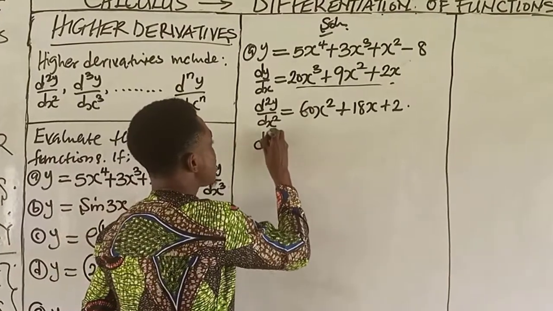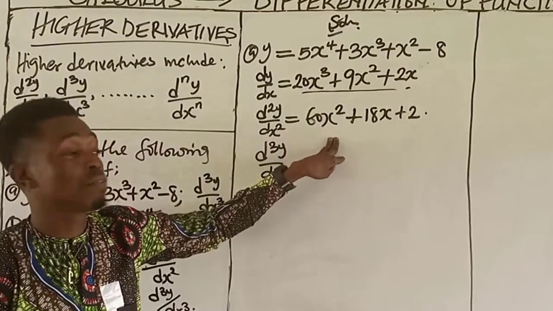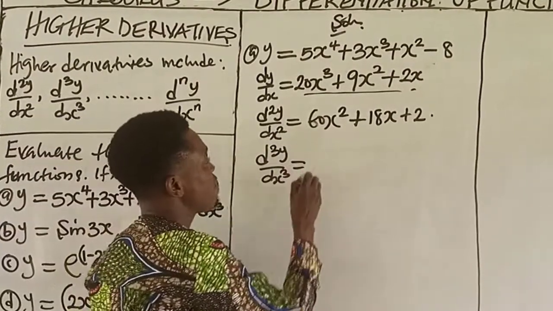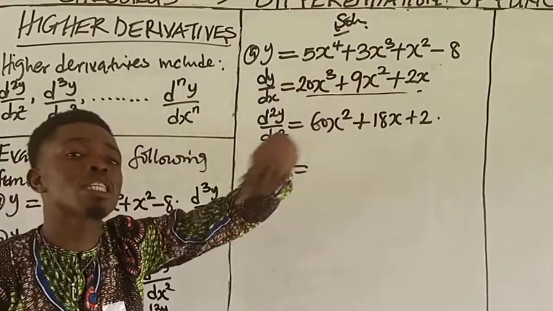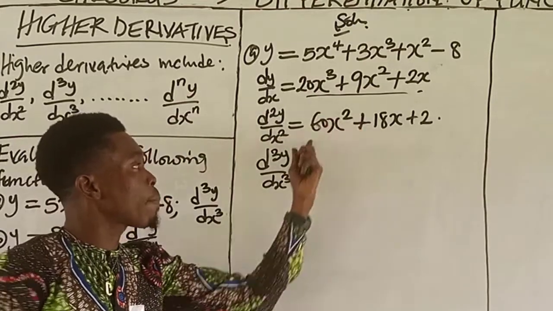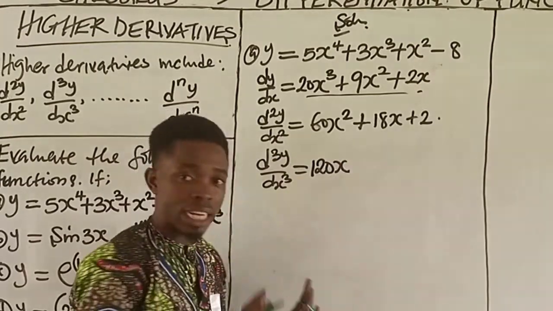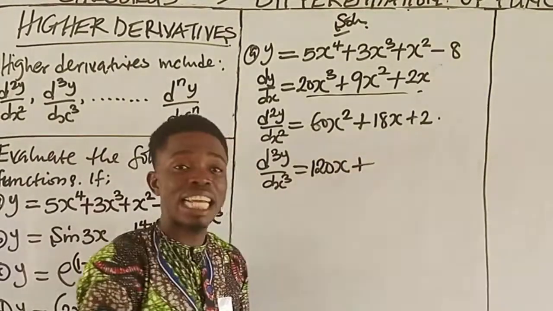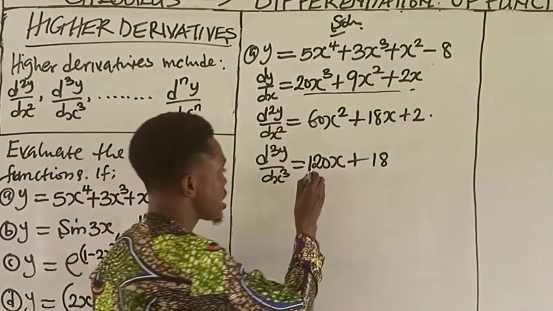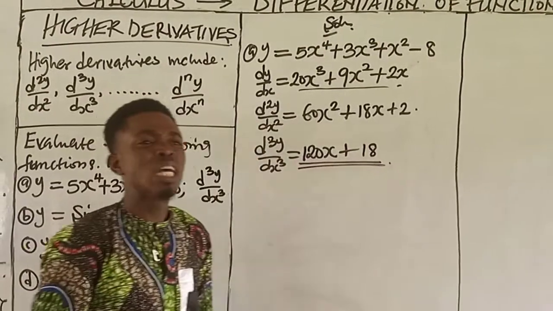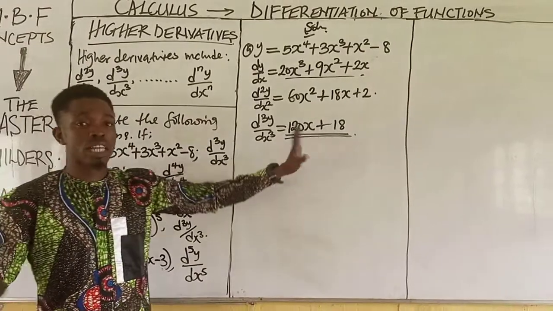So, to obtain the third derivative, we will now have to differentiate the second derivative. That's it. So, what do we have in our second derivative? To differentiate the second derivative, the first term here is 60x squared. And what's the power of the variable? 2. So, 60 multiplied by 2, we have 120. When we reduce the power by 1, we have x. Plus, when we differentiate 18x, we have 18. And when we differentiate 2, being a constant, we have 0. So, this is the answer to this question. The third derivative of this function is what we just have. It's as simple as this.